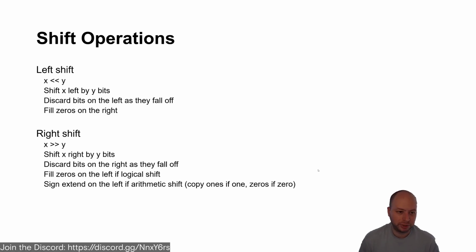Let me talk about shift operations. Shift operations are essentially bitwise operations, meaning that they apply to numbers at the bit level. A left shift means that you're taking a value and shifting it left by y bits. What does that mean? Say you have 0001, and you shift it left by 1 bit. Now you're going to have 0010. So that 1 moved over 1 bit.